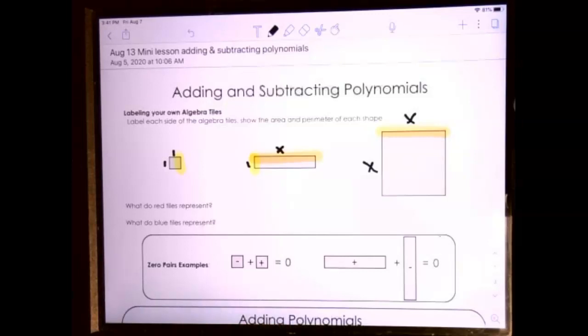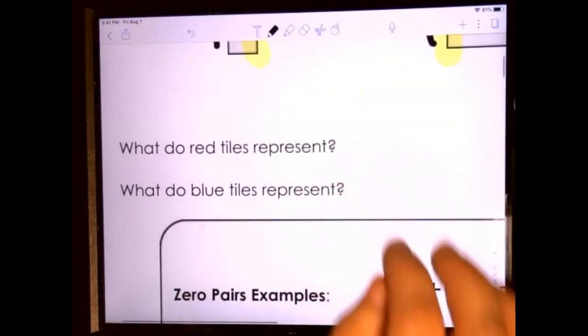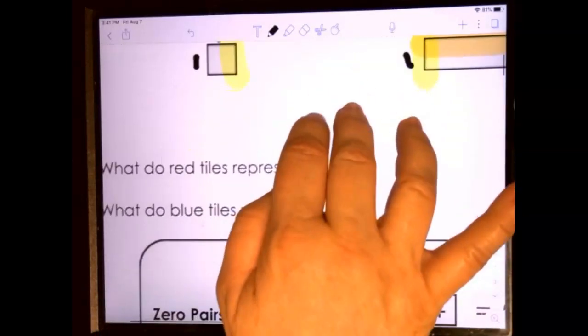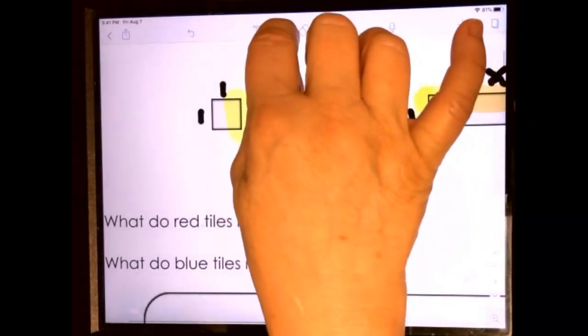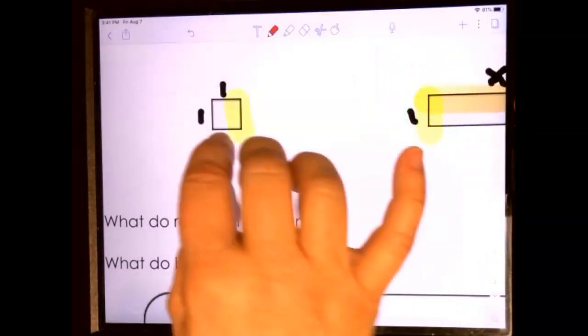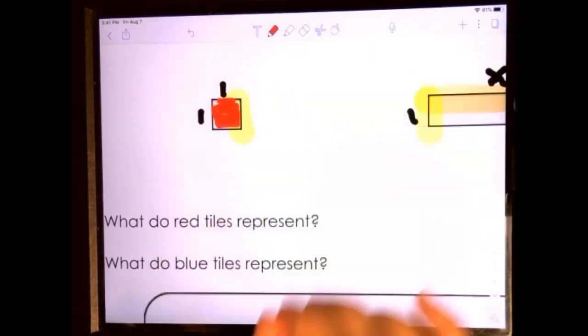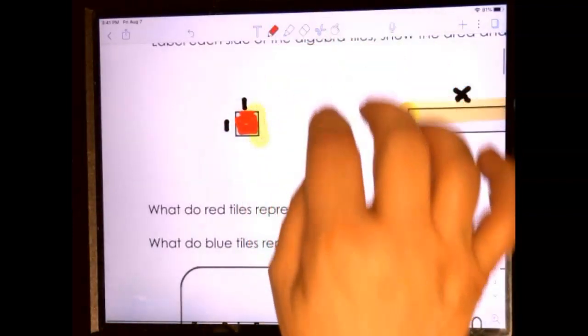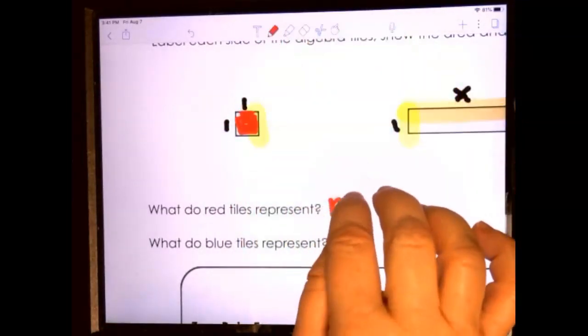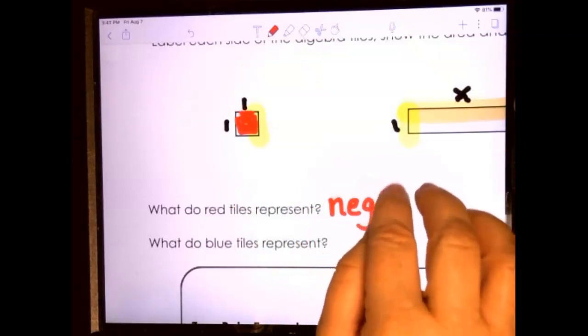We have to have something to represent positive numbers and something to represent negative numbers, because if they look the same, then we won't be able to tell them apart. It says, what do the red tiles represent? Well, I don't have any red tiles, but let's pretend that I do. Here, I can make a red tile. There, that's a red tile. So the red tiles are going to represent negative numbers.